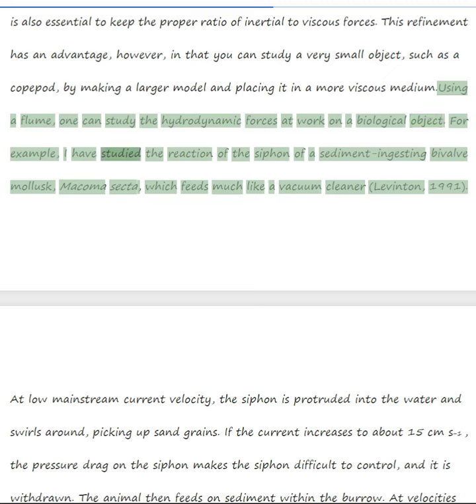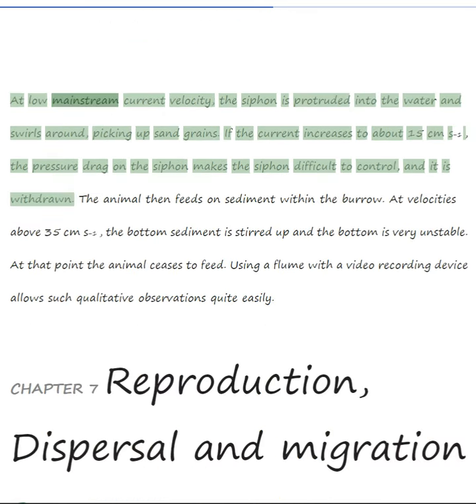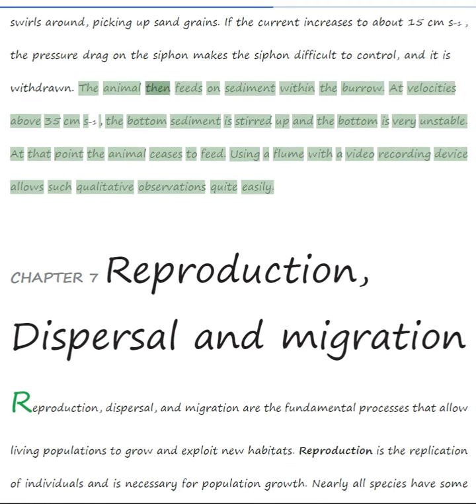For example, I have studied the reaction of the siphon of a sediment-ingesting bivalve mollusk, Macoma secta, which feeds much like a vacuum cleaner. At low mainstream current velocity, the siphon is protruded into the water and swirls around, picking up sand grains. If the current increases to about 15 centimeters per second, the pressure drag on the siphon makes the siphon difficult to control, and it is withdrawn. The animal then feeds on sediment within the burrow.